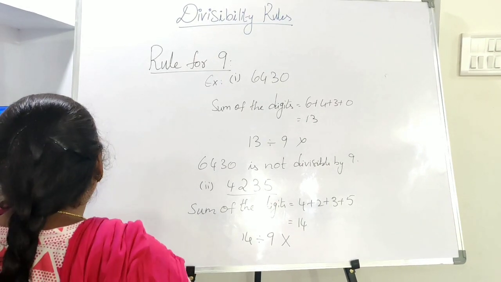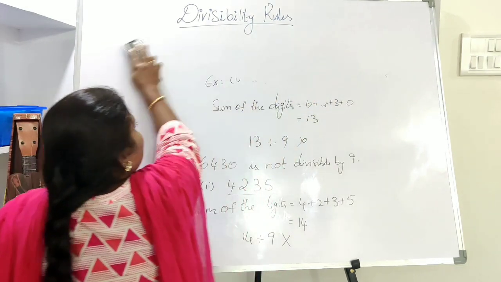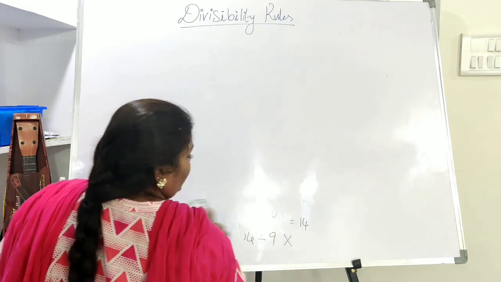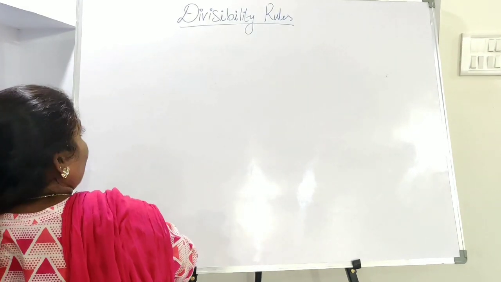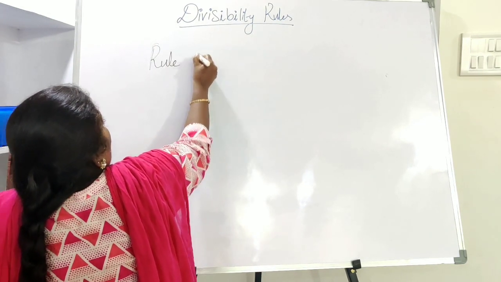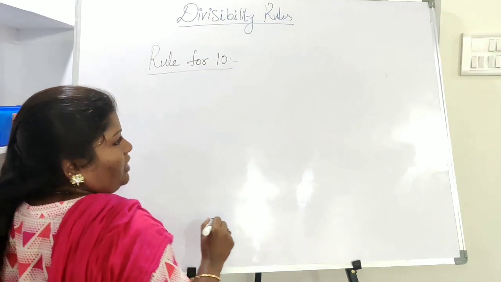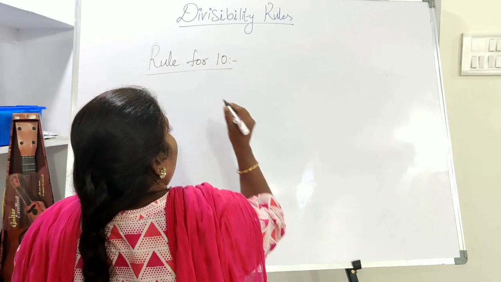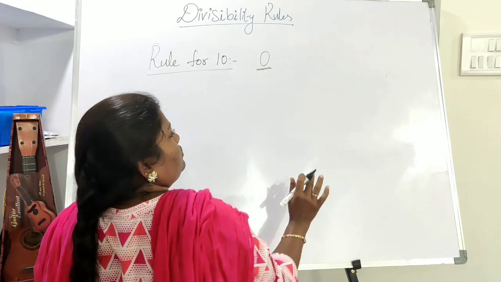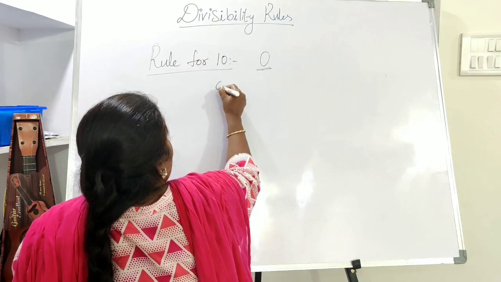So the last one. These are simpler. Let me explain all of these simpler ones at one time, and later I am going to explain the remaining. So this is the last one. Rule for 10. Now what is the rule for 10? For the rule of 10, you should have 0 in the units place. So the only rule is that in the units place you should have 0.